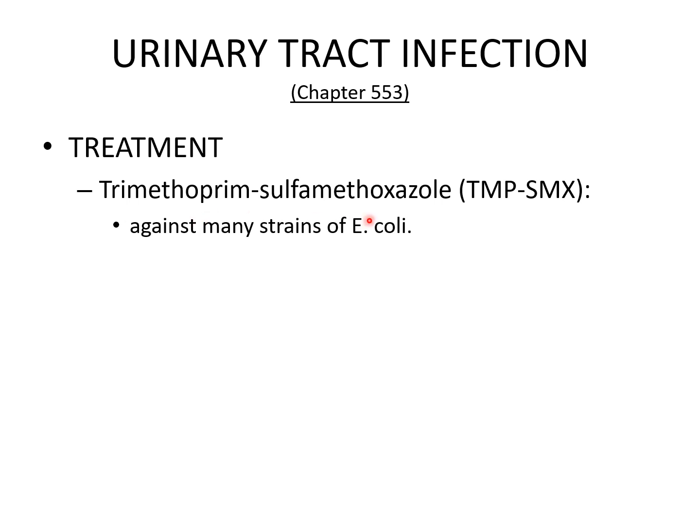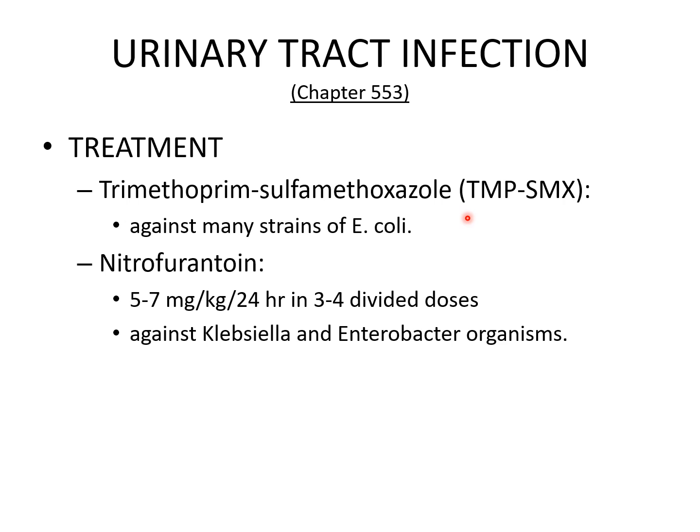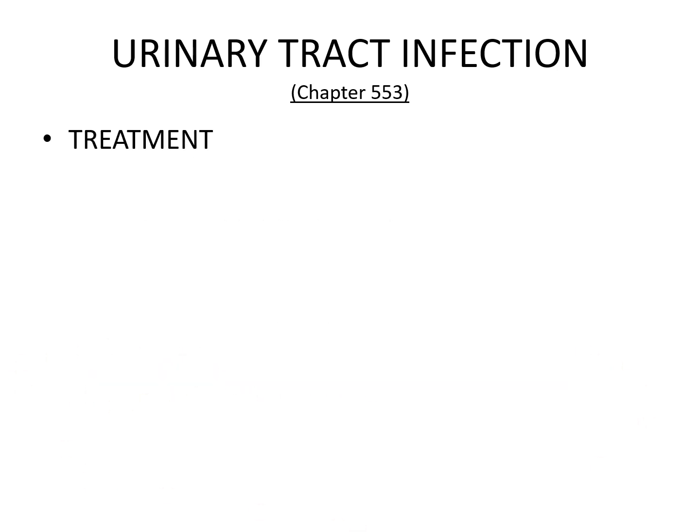This is a very good antibiotic for E. coli, but there are a lot of patients who succumb to Stevens-Johnson syndrome, or severe reaction to this kind of antibiotic. But theoretically, this is very good for E. coli. Nitrofurantoin is very good for Klebsiella and Enterobacter organisms. Give it at 5 to 7 milligrams per kilogram per day in 24 hours, divided into 3 or 4 times a day. Amoxicillin is also a very good one at 5 milligrams per kilogram per day.